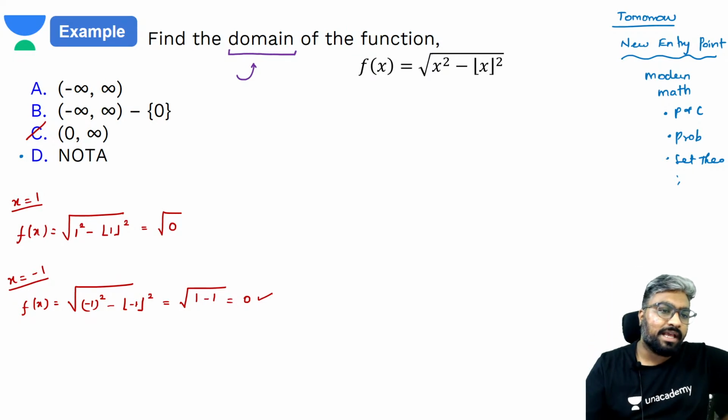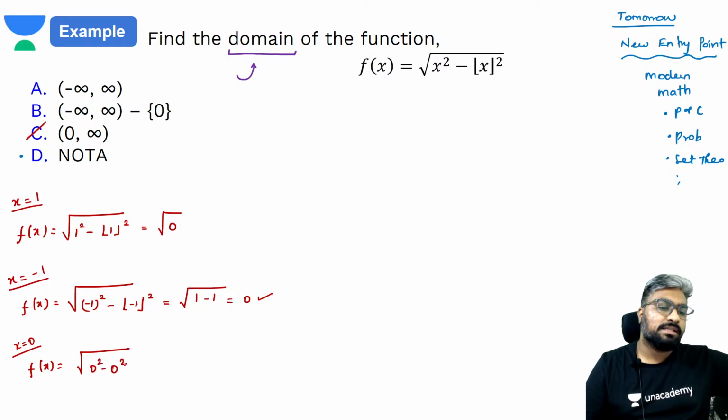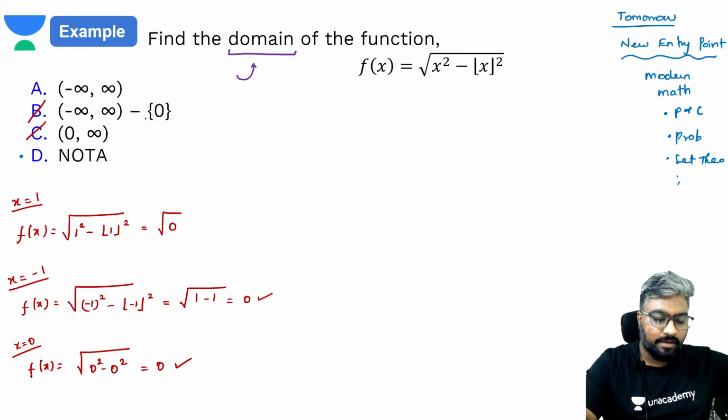Now try 0. What will happen with 0? If x is equal to 0, what will we get? f of x will become 0 square minus 0 square, because the greatest integer less than or equal to 0 is 0 only, which is 0, still allowed. So B can also be eliminated, because B is talking about excluding 0.